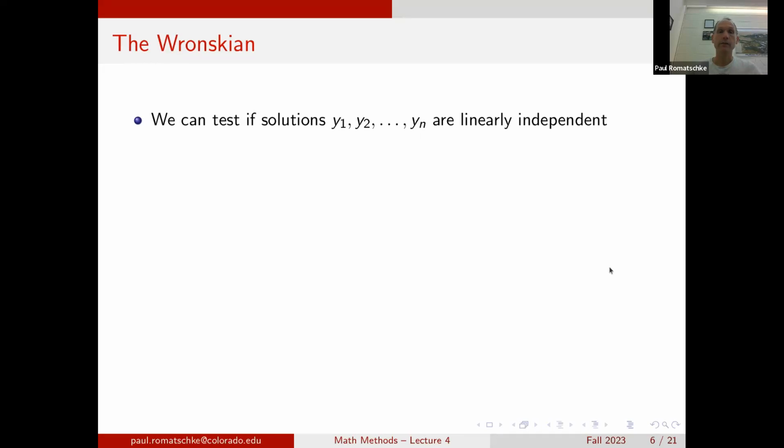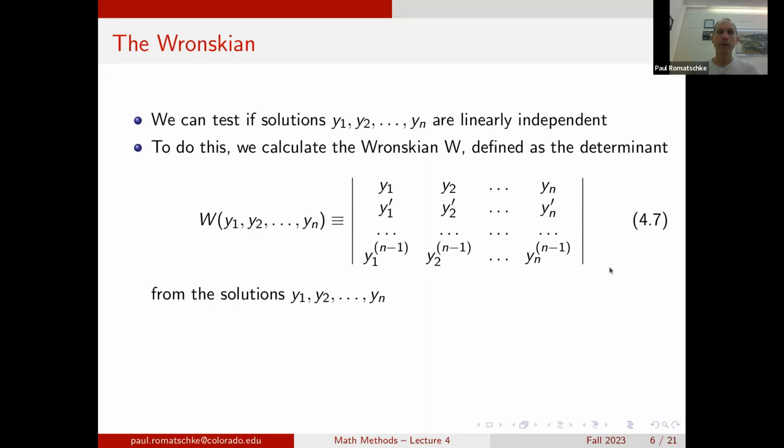We can test if the solutions y1, y2, and all the way up to yn are linearly independent by considering the so-called Wronskian. The Wronskian is defined as a determinant of a matrix, and this matrix is given in equation 4.7. So the first row of the matrix is just the solution functions y1 of x, y2 of x, all the way to yn of x.